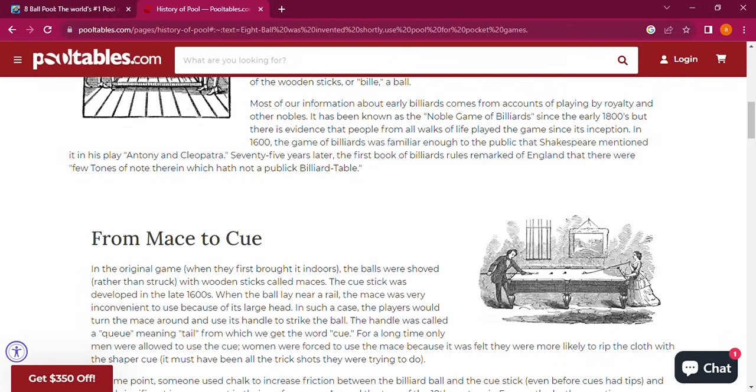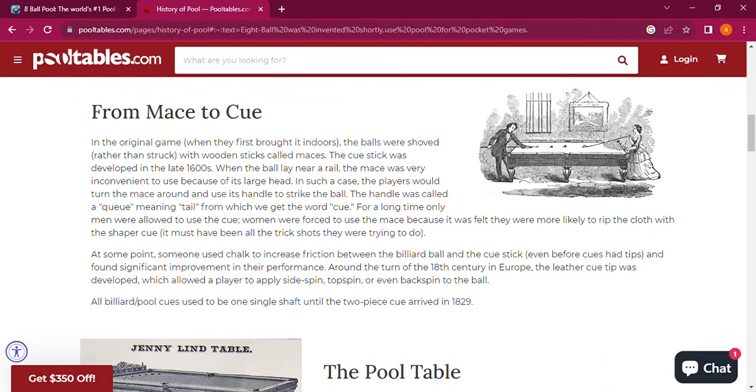75 years later, the first book of billiard rules remarked of England that there were few towns of note therein which had not a public billiard table. From mace to cue: in the original game, when they first brought it indoors, the balls were shoved rather than struck with a wooden stick called a mace. The cue stick was developed in the late 1600s when the ball lay near a rail. The mace was very inconvenient to use because of its large edge. In such a case, the player would turn the mace around and use its handle to strike the ball. The handle was called a cue, meaning tail.